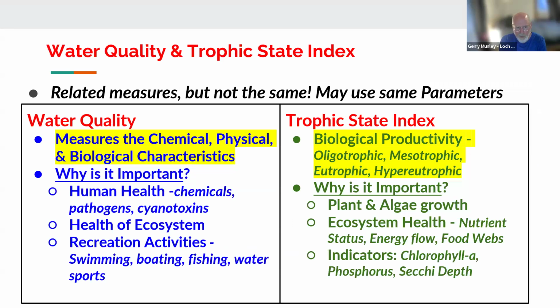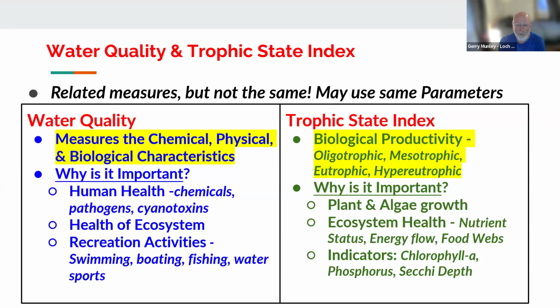I put in this slide on the early side, and I'm going to talk about it later. It reveals some of my own learning. Water quality and trophic state were kind of muddled together in my mind as being the same thing. They're very much related, but they're not the same. They look at different things and use some of the same parameters. So while I'm talking about water quality, I will also be talking about trophic state at different points in this conversation. Where water quality looks at the chemical, physical, and biological characteristics, trophic state is looking at biological productivity.